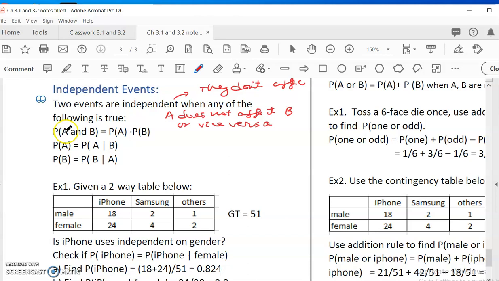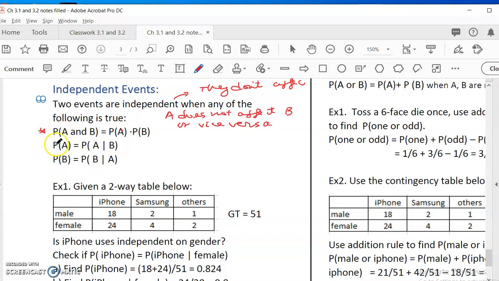So when you do the probability of A and B, you can just do the probability of A times the probability of B. And this is very important, because if this is true, then we say they are independent. When we look at a two-way table, where we classify subjects by two categories, we can see if the two categories are independent or affect each other by checking this.